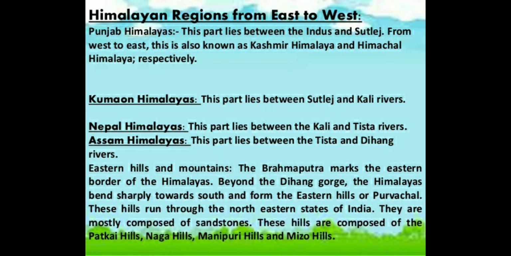Hope it is clear. Let us repeat. Indus, Satluj. In between is Punjab Himalayas. Satluj to Kali. In between is Kumaon Himalayas. And then Kali and Tista is Nepal Himalayas. And Tista and Dihang is Assam Himalayas. I hope it is clear?